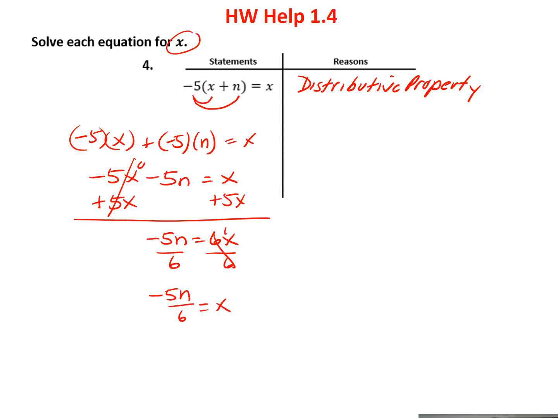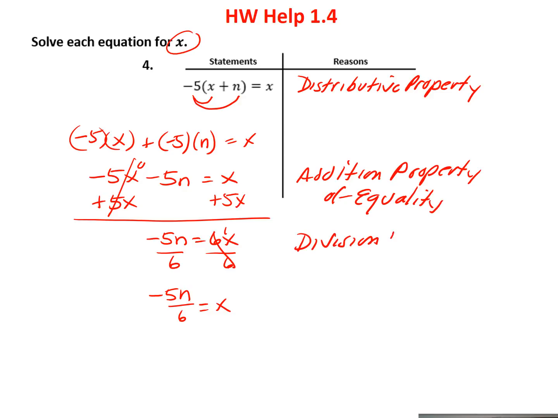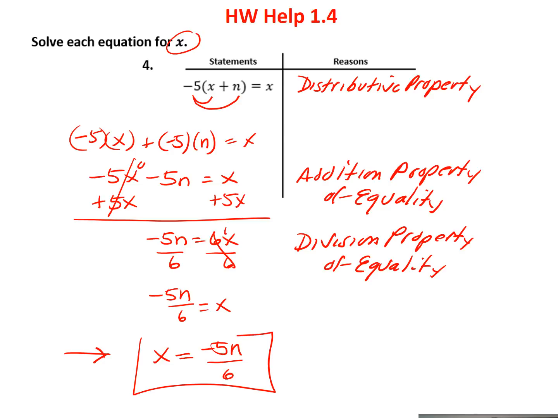Pretty nasty. Let me go up here and notice what rules we used here. This was a distributive property. At this point here, we did the addition property of equality, where we added 5x to both sides. And then here, of course, we used the division property of equality, which says we divided both sides of the equation by the same number. And of course, we can turn that around to make it easier to say x equals minus 5n divided by 6.